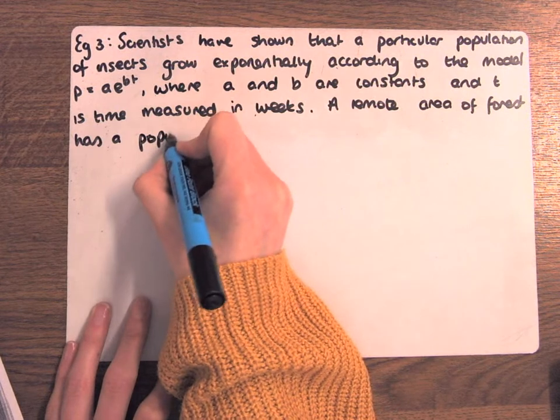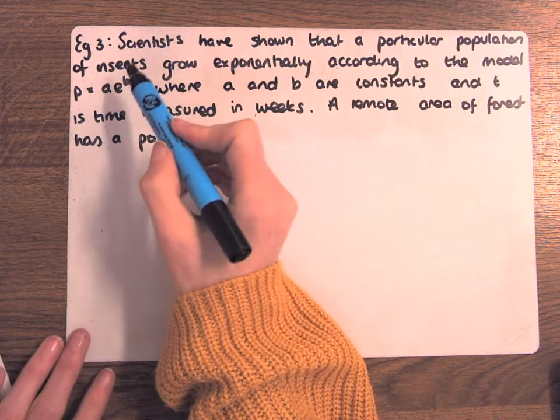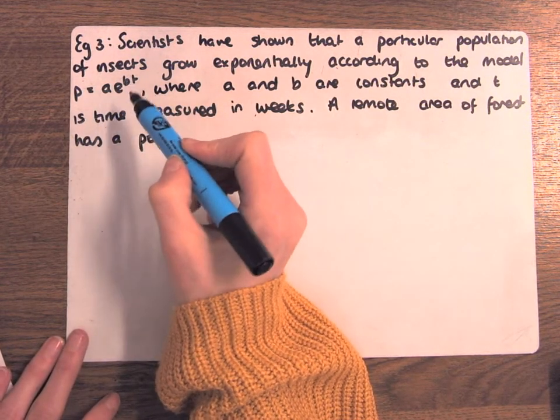Is that a B or a C? That's a B. P equals A e to the power of BT.